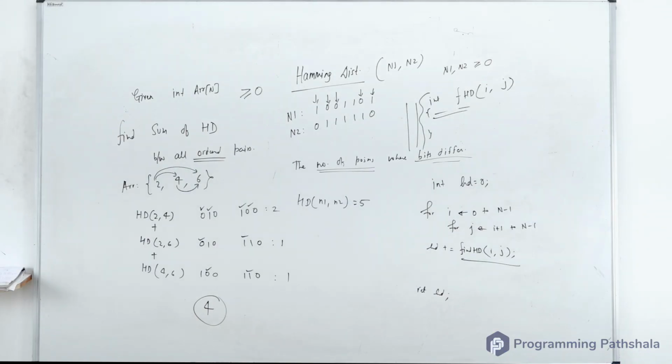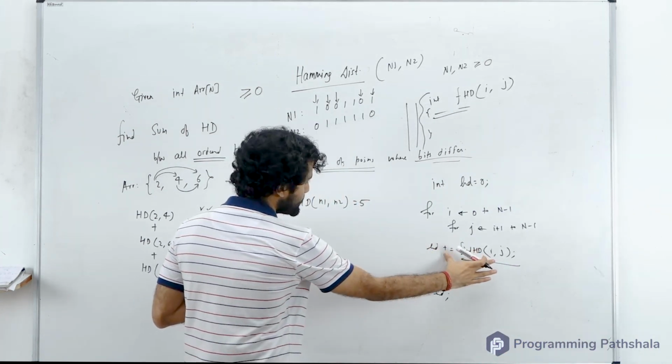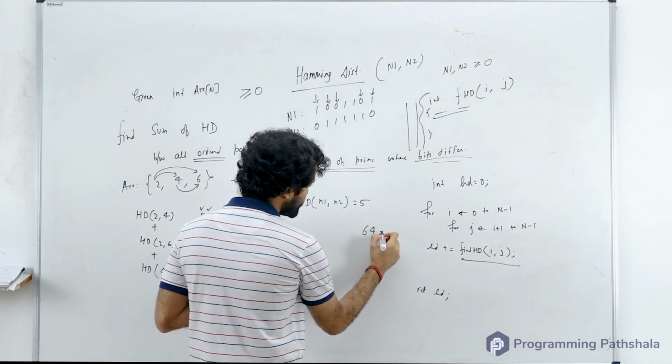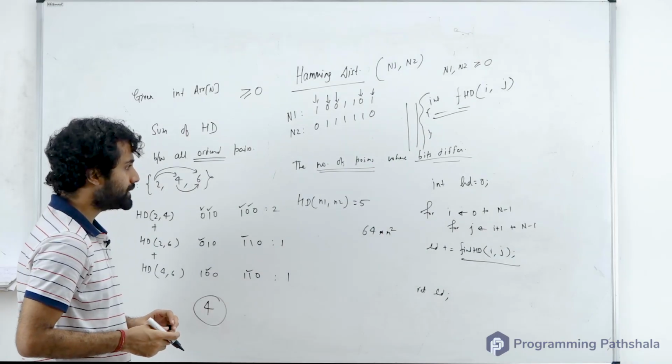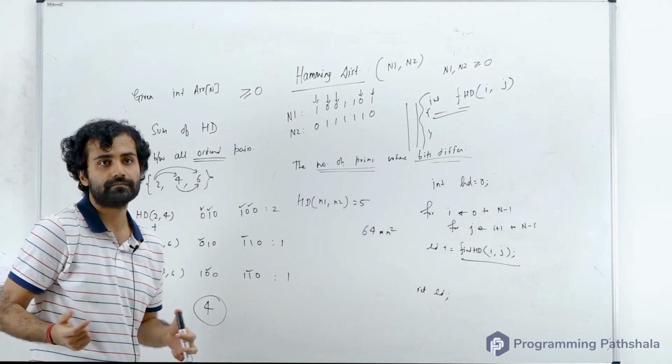64. Assuming that the integers are 64 bits. So you can very easily do that. So what will be the overall time complexity of this algorithm? It will be 64 into n square. Cool. So this will time out for a very large n. So can somebody suggest a better way?